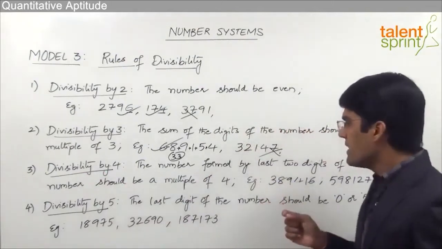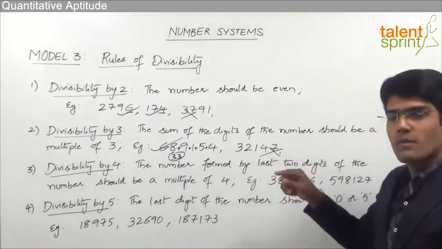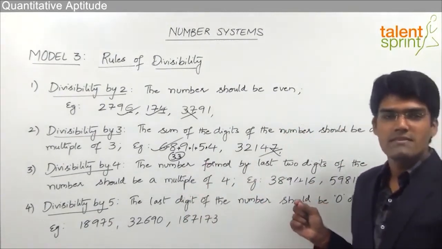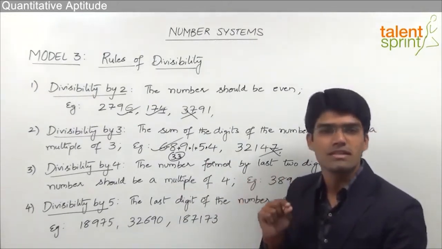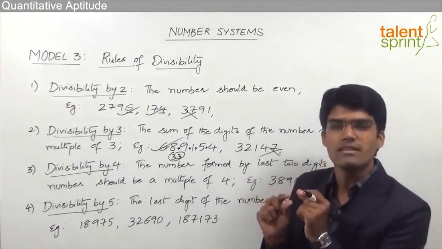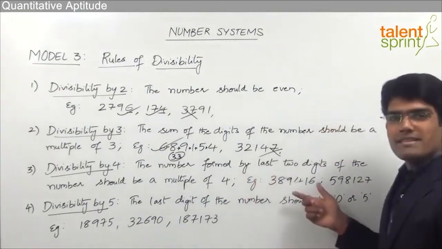Let us now move to find out the divisibility rule for 4. Now for a number to be divisible by 4, the number formed by the last two digits of the given number should be a multiple of 4. So this is how we can check the divisibility by 4. Whatever number is given to us, we need to take the last two digits. That means units place and tens place. And the number formed by these two digits has to be a multiple of 4. Let us see some examples here.